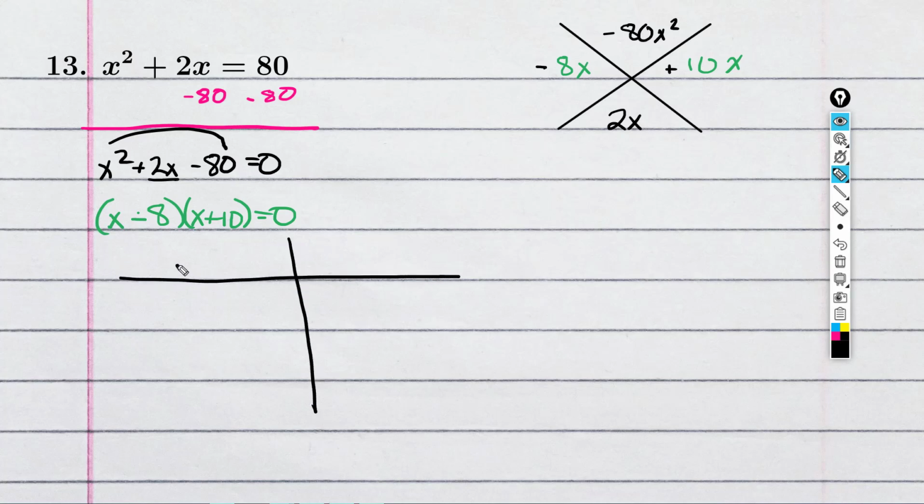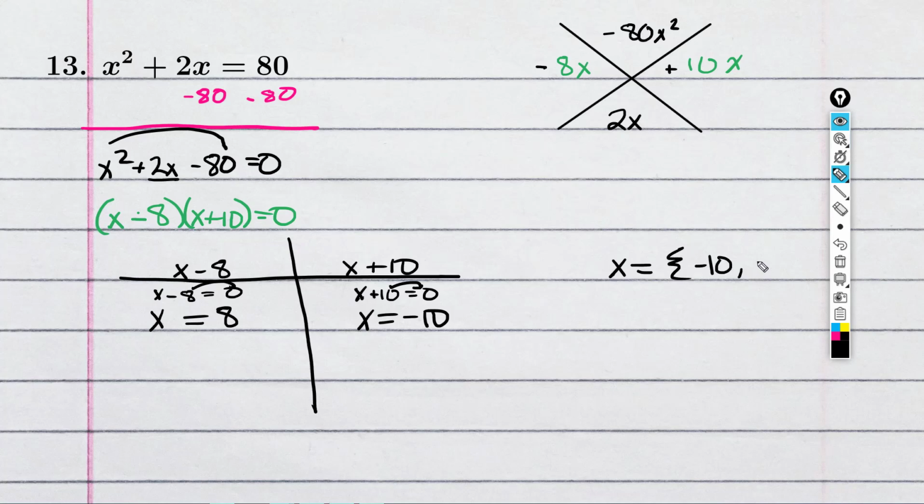Our two factors are x minus 8 and x plus 10. So x is equal to positive 8. X is equal to negative 10. Oops, I should have shown you a little bit of work there. X minus 8 is equal to 0. So we move that 8 over here. X plus 10 is equal to 0. Move the 10 over here. So x is equal to the set negative 10, 8.